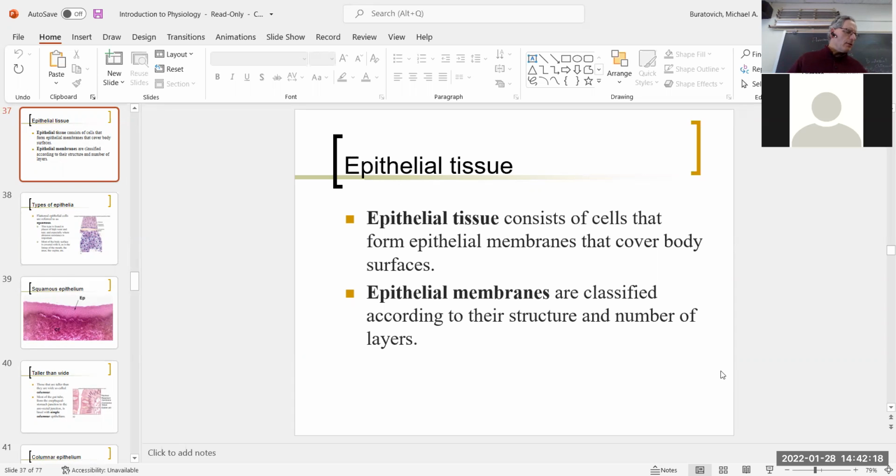All right, epithelial tissue covers things. It will cover surfaces. Epithelial tissue can be absorptive, it can be protective, it can be secretory, it can be a lot of things. An epithelial tissue that essentially provides a boundary or border is typically called an epithelial membrane. They can be single cell thick, they can be many cell layers thick.